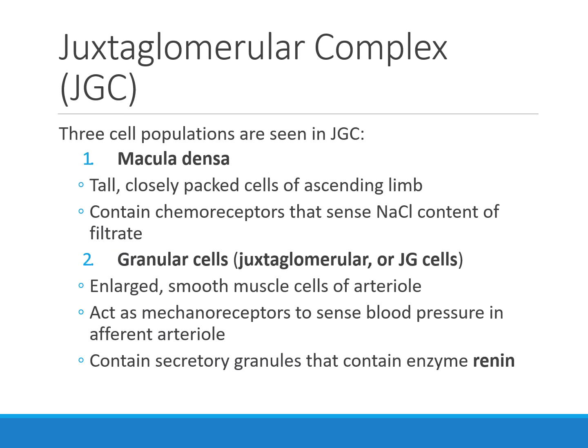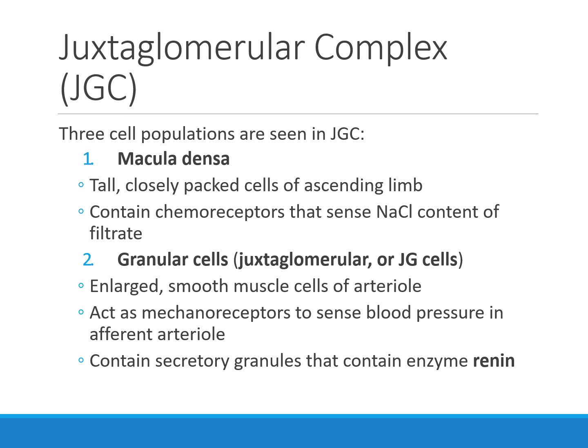So there's three different cell populations that we're going to see in the JGC. There's going to be the macula densa cells, and these are tall cells closely packed together that are located in the ascending limb or in the distal convoluted tubule. In those macula densa cells, there are chemoreceptors that are sensing the sodium concentration of the filtrate. So realize the filtrate at this point is about to go into that collecting duct, because we're at the very last portion of that.